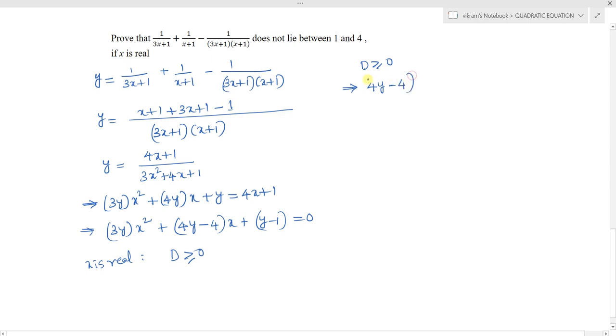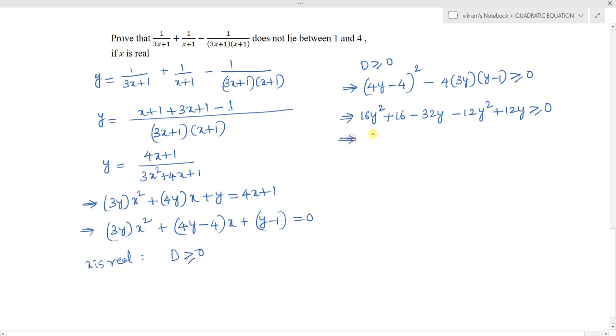That means b square, which is (4y minus 4) whole square, minus 4 into 3y into (y minus 1) is greater than or equal to 0. If we simplify this, we get 16y square plus 16 minus 32y minus 12y square plus 12y is greater than or equal to 0.